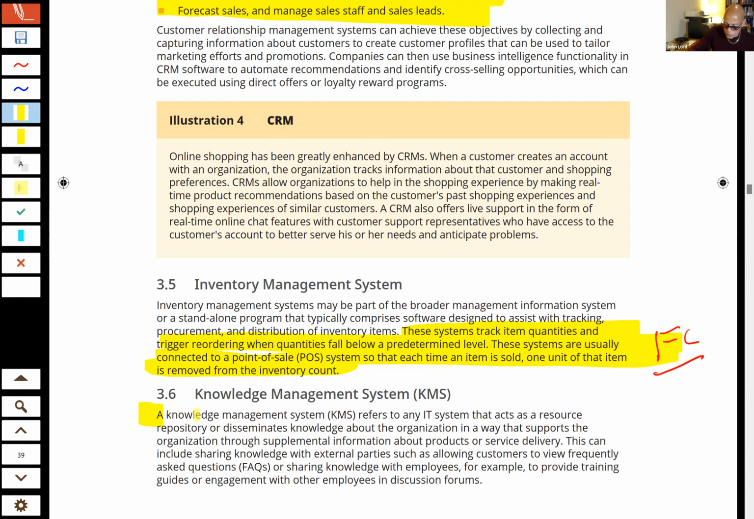Knowledge management system refers to any IT system that acts as a resource to disseminate knowledge about the organization in a way that supports the organization through supplemental information about products or delivery. Frequently asked questions is an example of a knowledge management system. And so you can just go ahead and flashcard that. And you probably want to throw in that example as to what we mean by a knowledge management system.